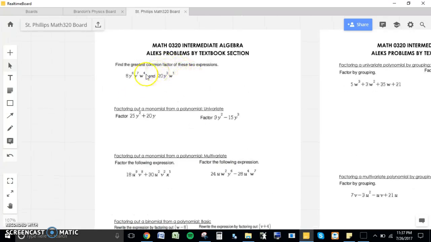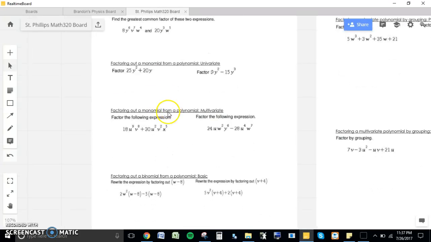Find the greatest common factor. Same deal. Numbers first, and then go the variables one at a time, taking the most that they have in common. Right? So you get the idea.